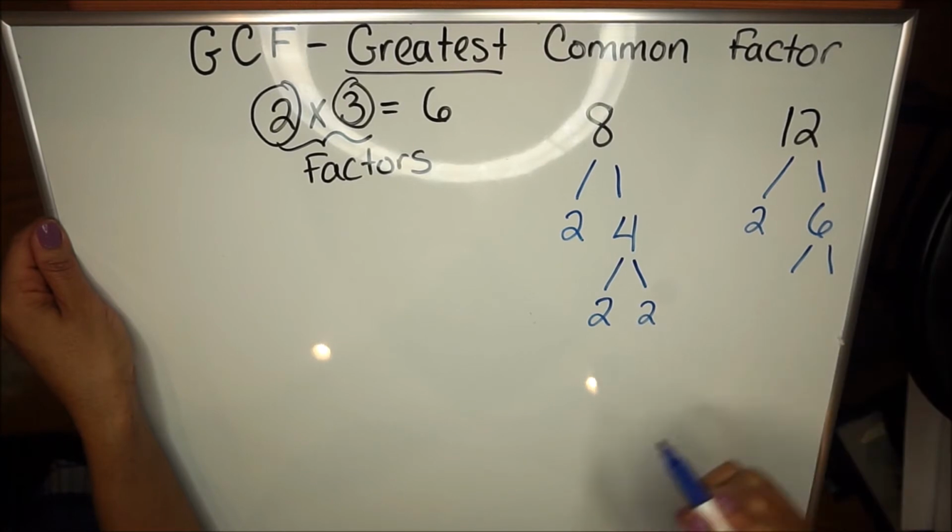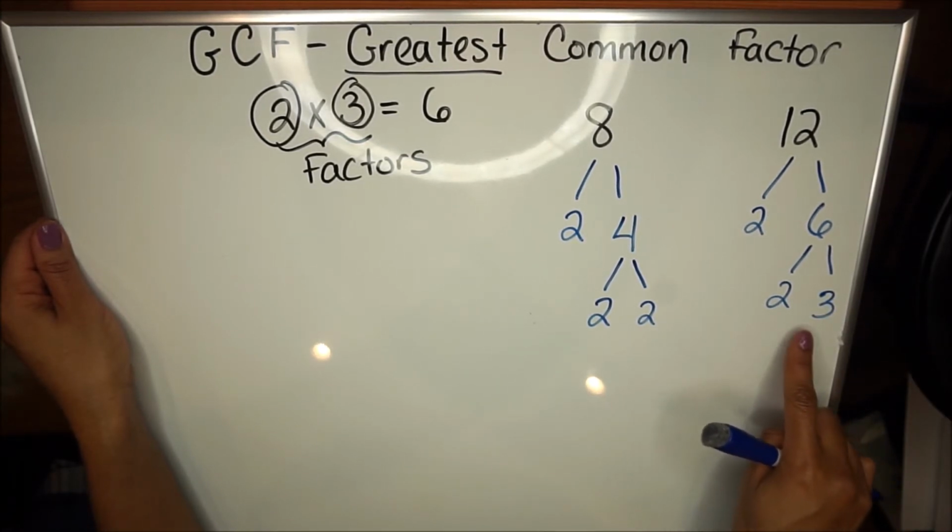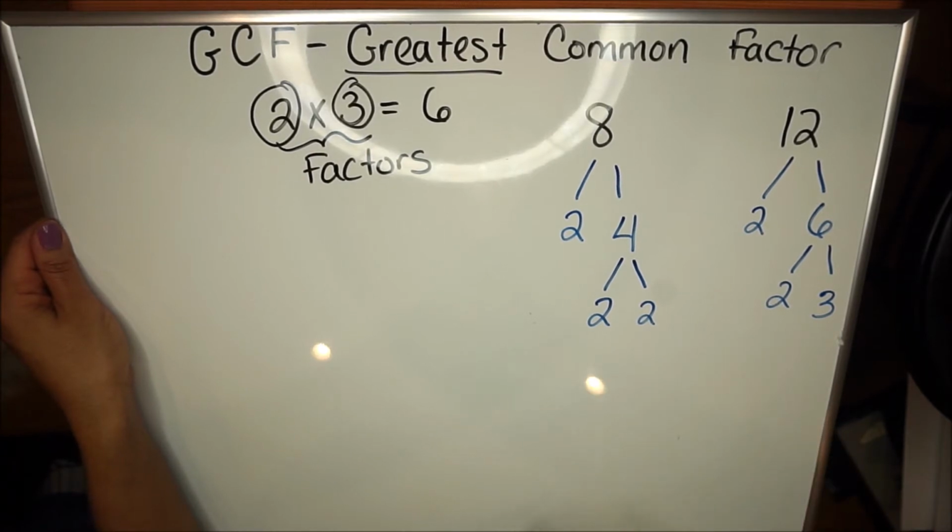Then I'm going to say, what two numbers, starting out with a prime, the smallest prime number, which is 2. So 2 times what number is going to give me 6? Well, that's going to be 3. I cannot go any further here because I have 2 prime numbers.